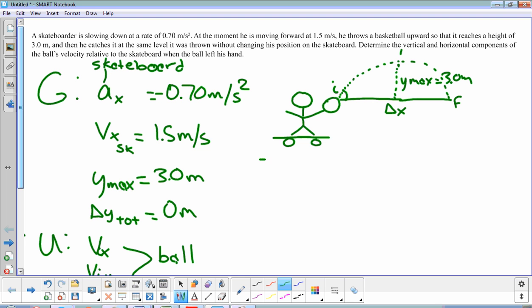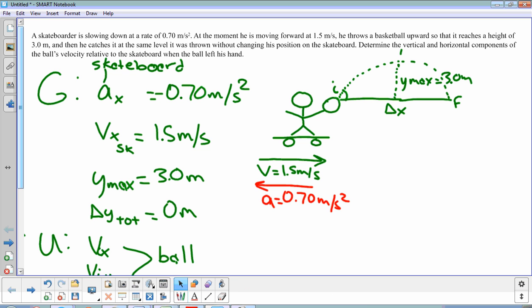One thing we do know is that he is moving this way with a velocity of 1.5 meters per second, but he's got an acceleration going this way of 0.70 meters per second squared. Right? Okay.